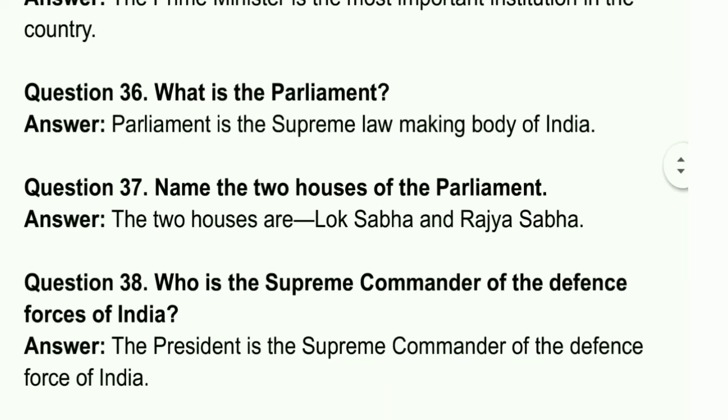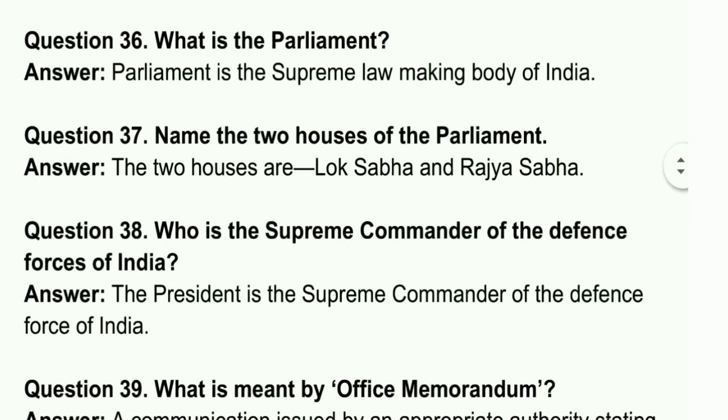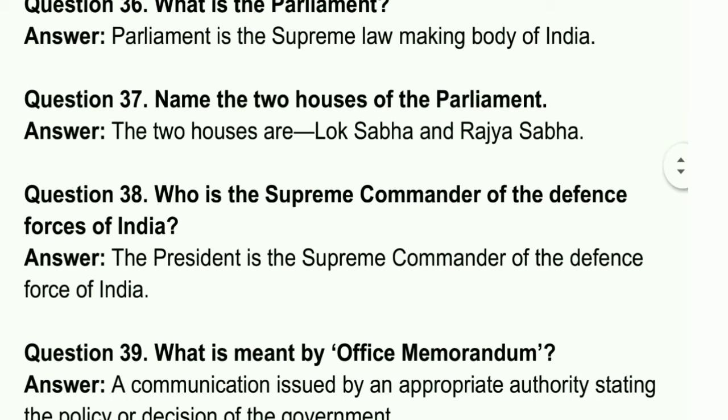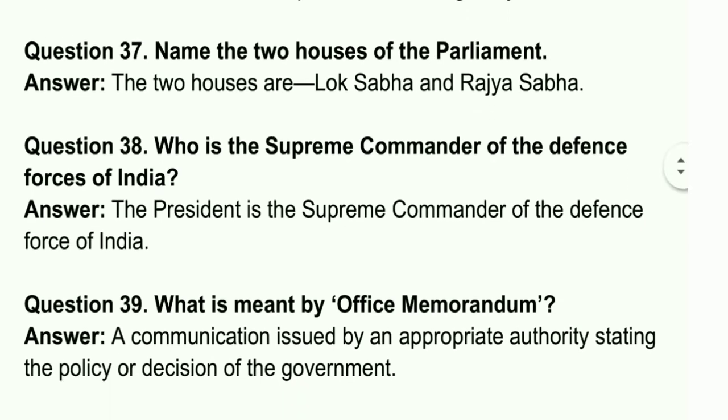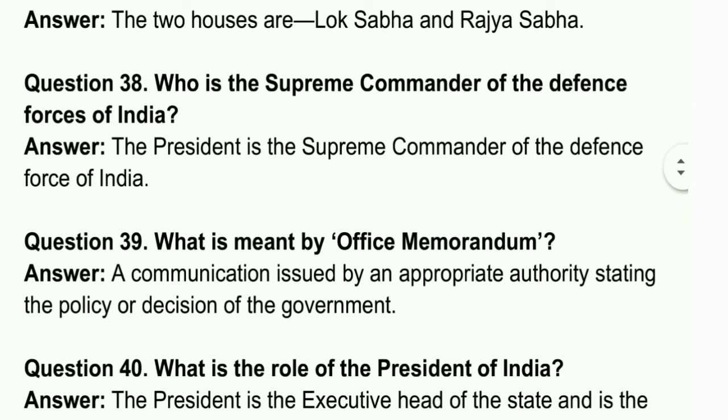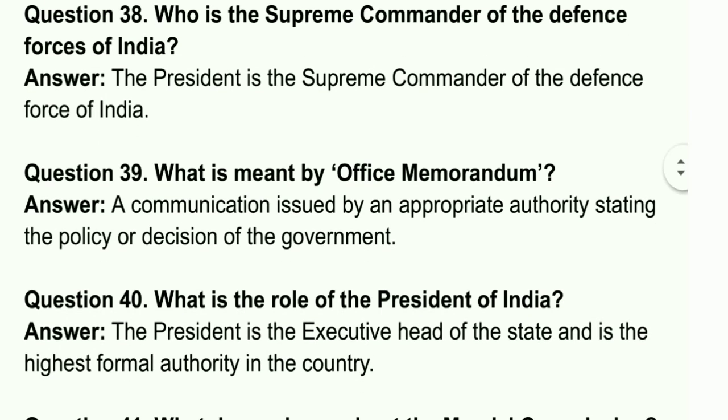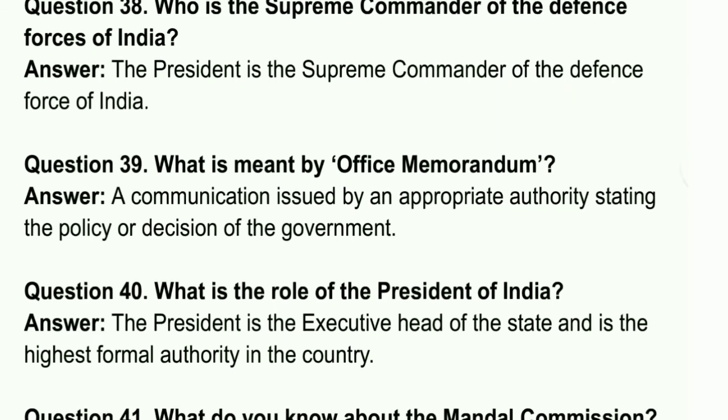Next question: what is the Parliament? Answer: Parliament is the supreme law-making body of India. Next question: name the two houses of the Parliament. Answer: the two houses are Lok Sabha and Rajya Sabha. Next question: who is the Supreme Commander of the Defence Forces of India? Answer: the President is the Supreme Commander of the Defence Forces of India.